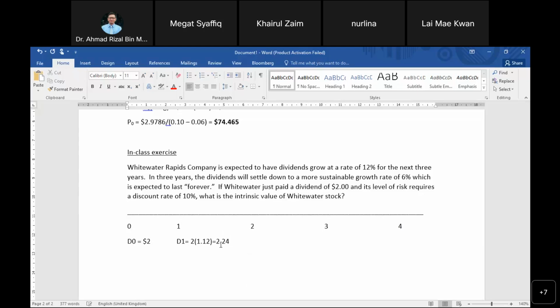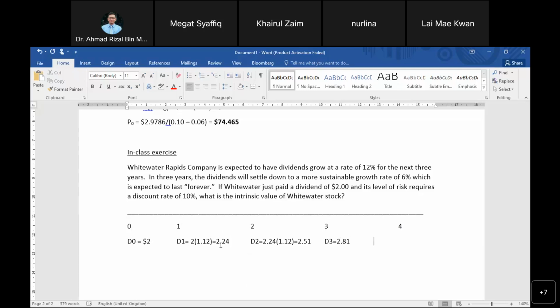Then D2 is simply 2.24 times 1.12, because it's still the same growth rate. That is 2.51. Then D3, still 2.51 times 1.12, you will get 2.81.